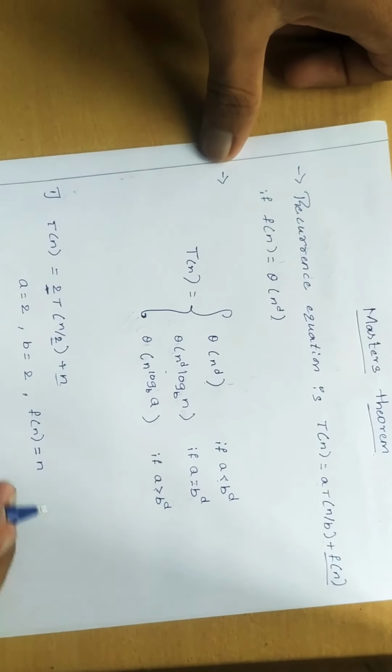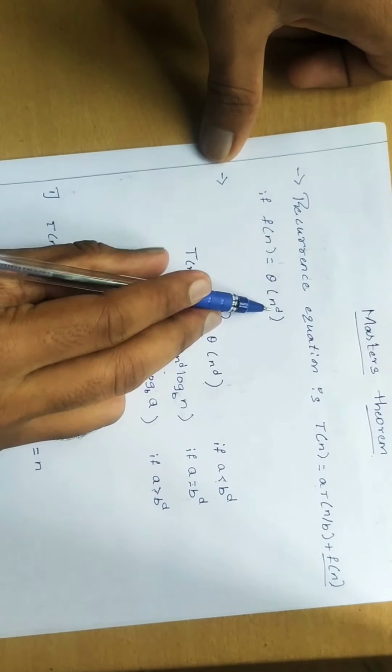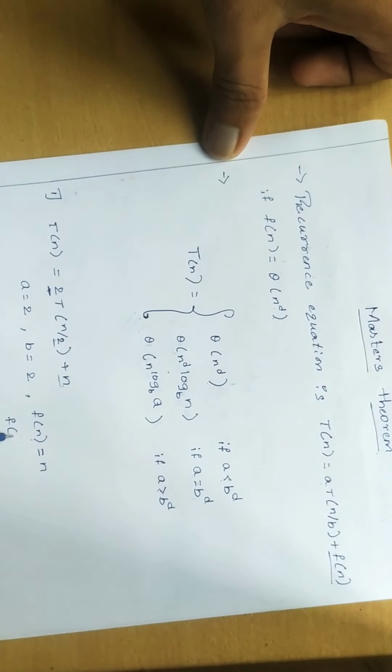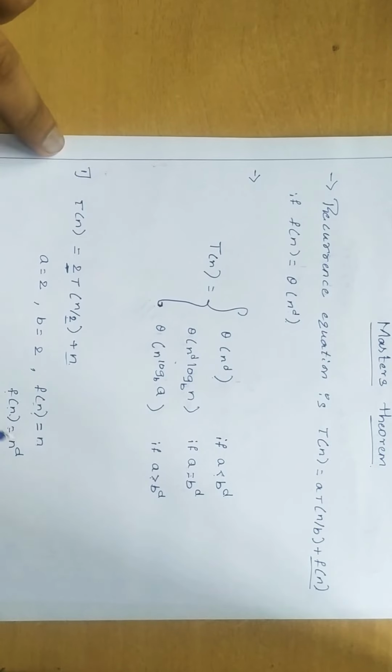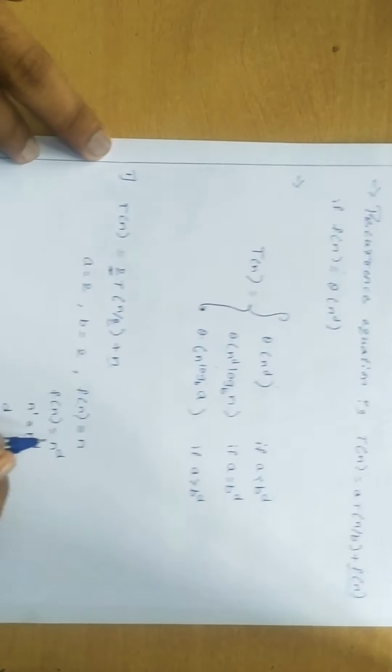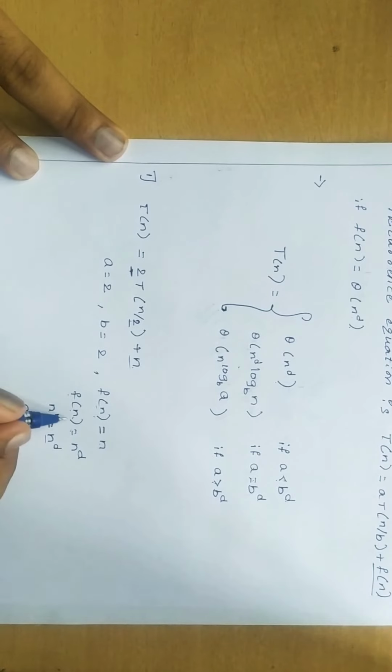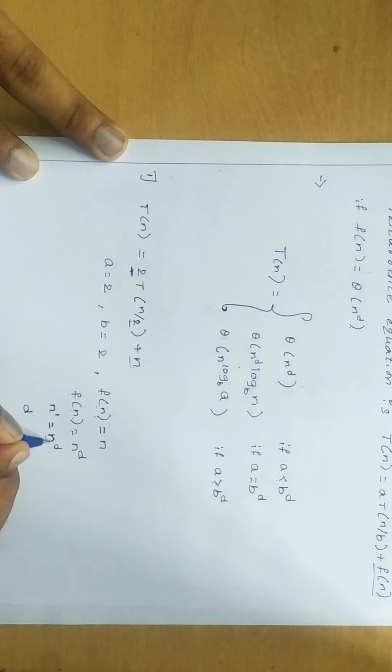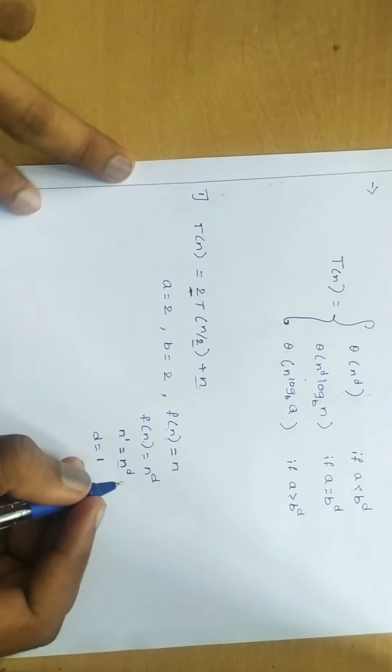Before I said f of n is equal to n to the power of d, right? So f of n is nothing but n, which is equal to n to the power of d. So now we need n here, so n to the power of 1 is equal to n. So d is equal to 1.